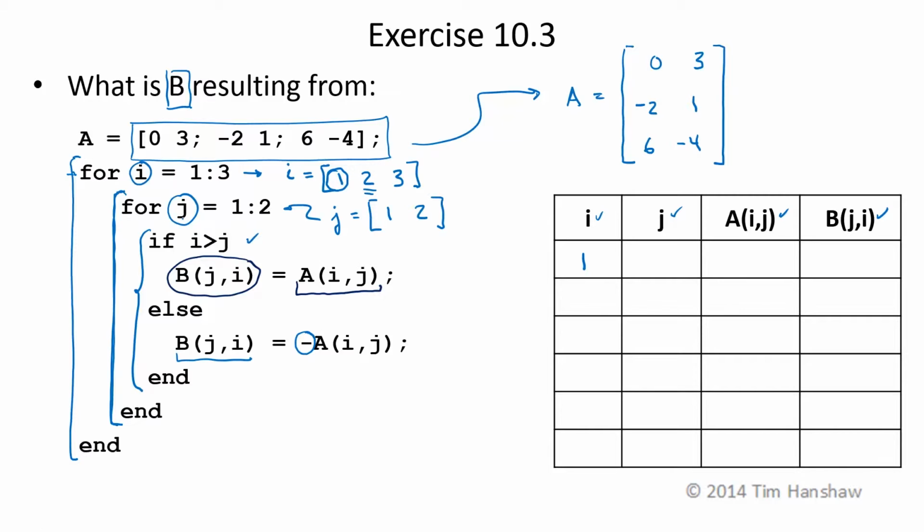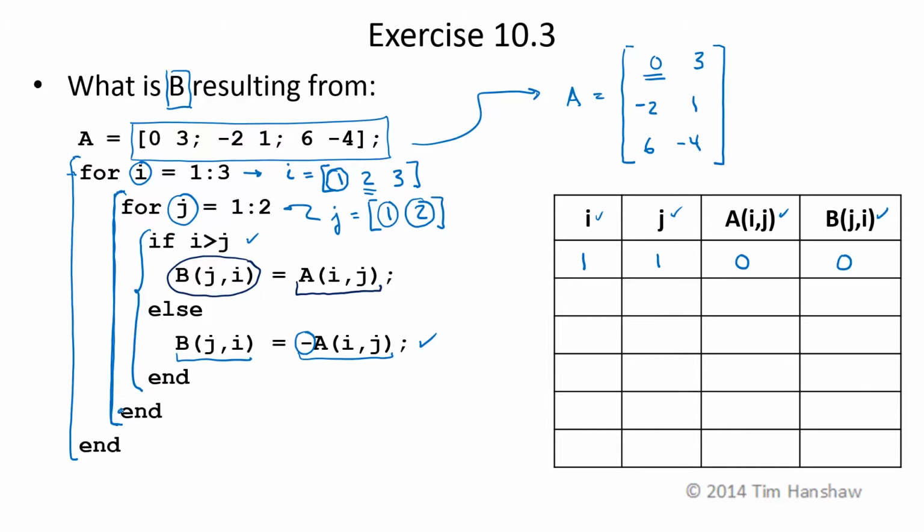So the first time through the inner for loop, j is equal to 1. So if i is greater than j, which is not true, so we don't do that, we do this. So B of j comma i is equal to negative A of i comma j. So with i and j both being 1, A of i comma j is 0. Changing the sign on that, B of j comma i is 0. Now we have to go to j equals 2.